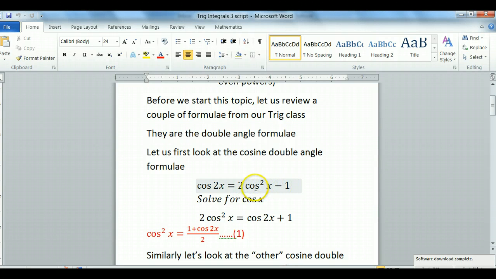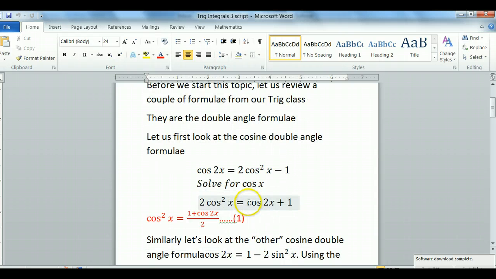Now if you solve this for cosine squared x, you can take the 1 over to this side and then you get 2 cosine squared x is equal to cosine 2x plus 1. So if you want to solve for cosine squared x, we will get cosine squared x is equal to 1 plus cosine 2x over 2. So notice that we were able to write cosine squared using the double angle cosine 2x as cosine squared x is equal to 1 plus cosine 2x over 2.